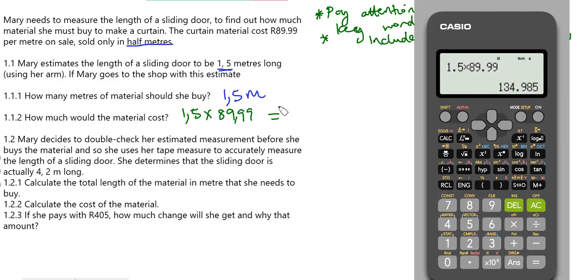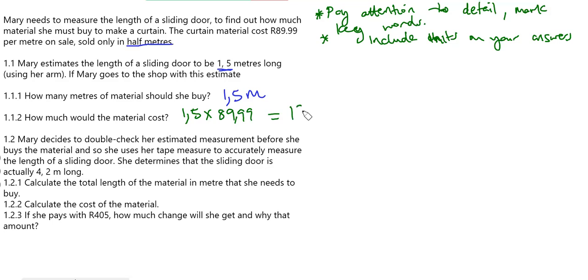We are getting 134 Rand 985. So it's 134,985, which you need to round off to 2 decimal places, so it must be 134,99. Okay, this should be the cost of the material.